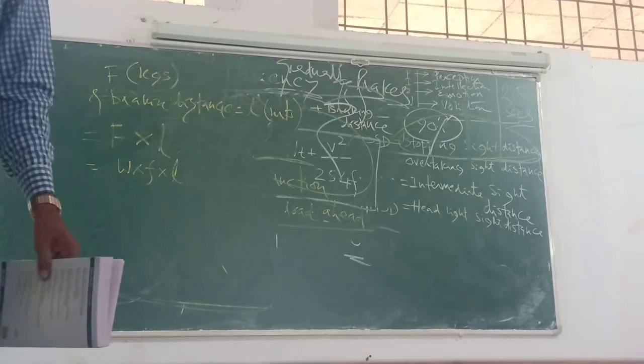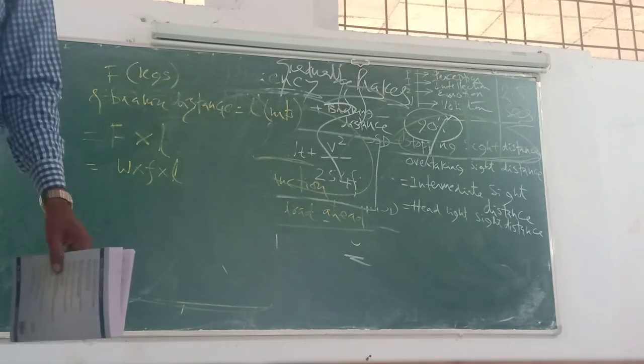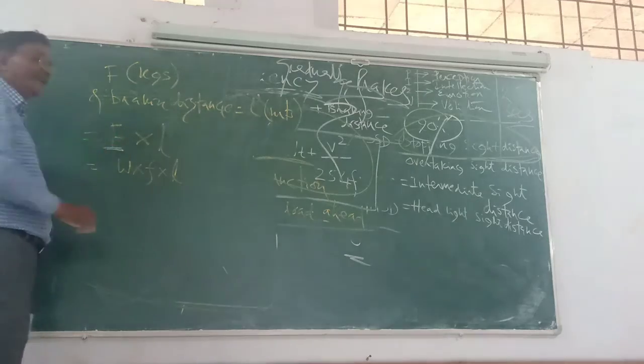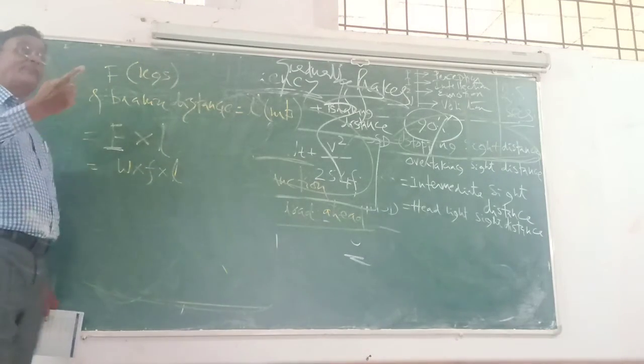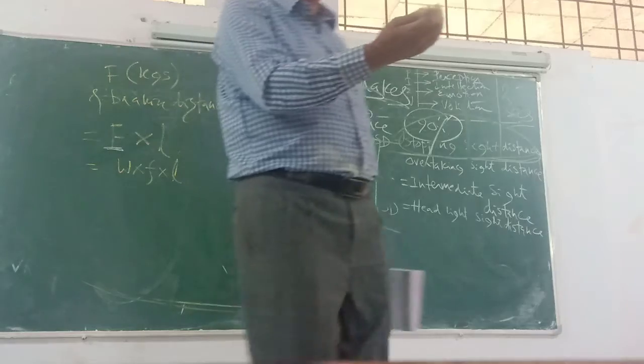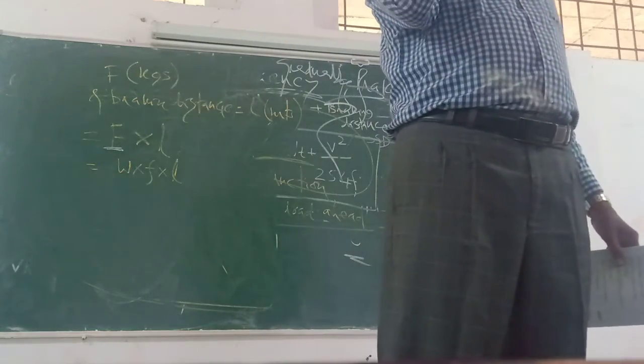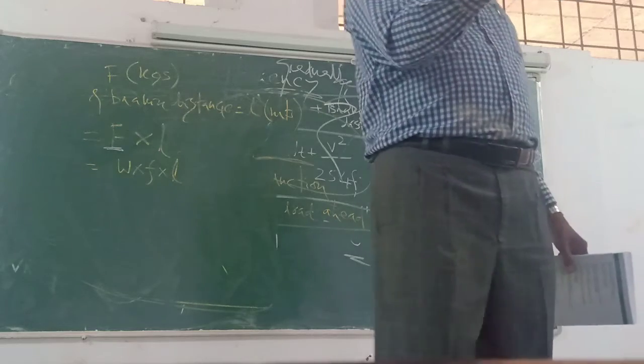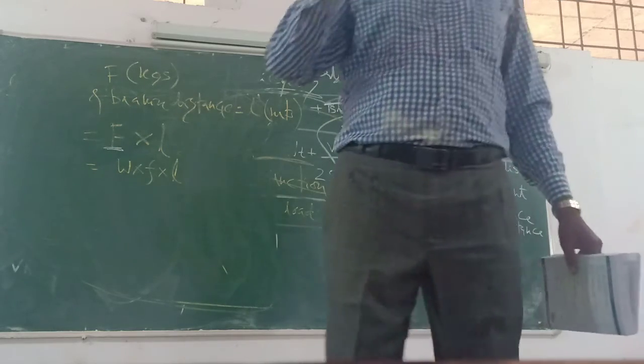I have already written the formula directly, but you should know it. Look here: F is in kg. It is the braking distance or the frictional resistance against stopping the vehicle. When the vehicle is to be stopped, the frictional resistance acts in the opposite direction.